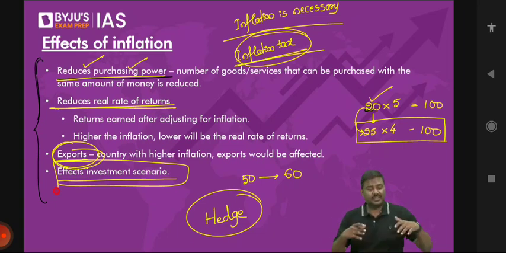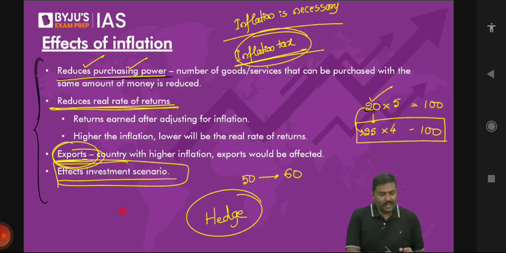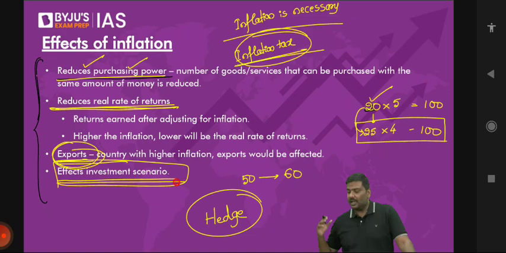So one, it is reducing the purchasing power. Second one is it will reduce your real rate of returns. Third one, exports will also get affected. And fourth one, the investments in the market will also be affected. So these are certain effects. Please be very, very careful.